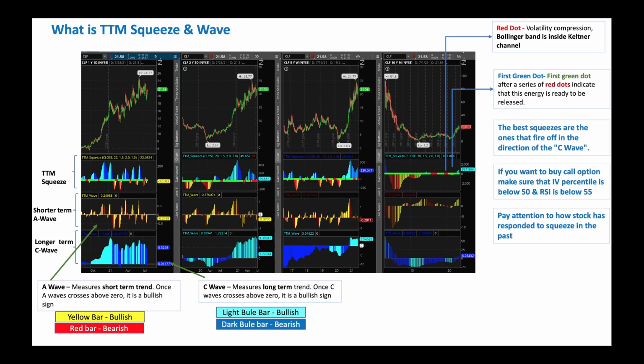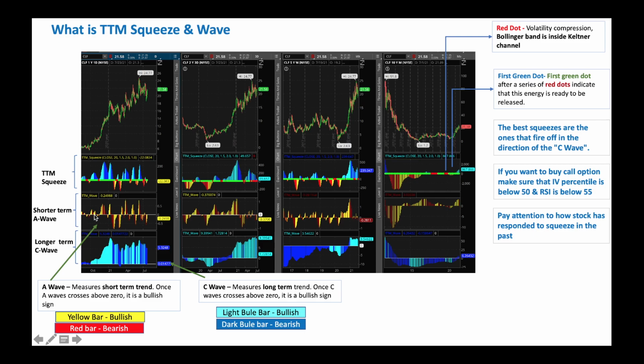To decide whether to go long or buy, or go short or sell, you got to look at a longer term C wave. When there is a red dot, if the longer term C wave is above zero, the line here is the zero line, and the bar on top is above zero, then you go long, or buy a call, or buy the stock itself.